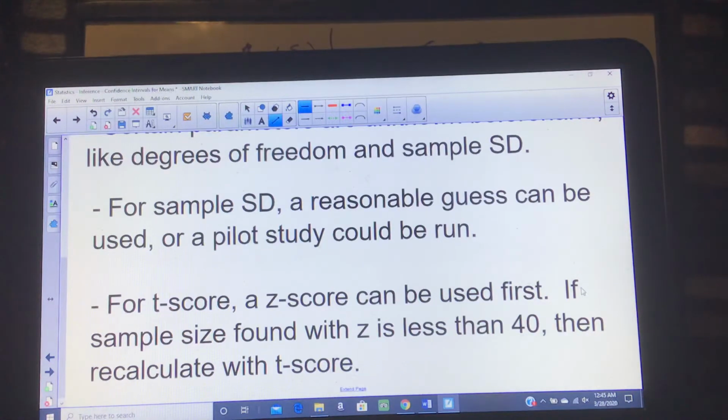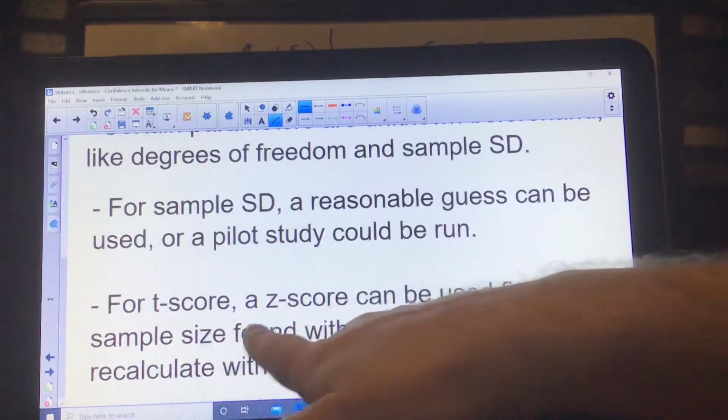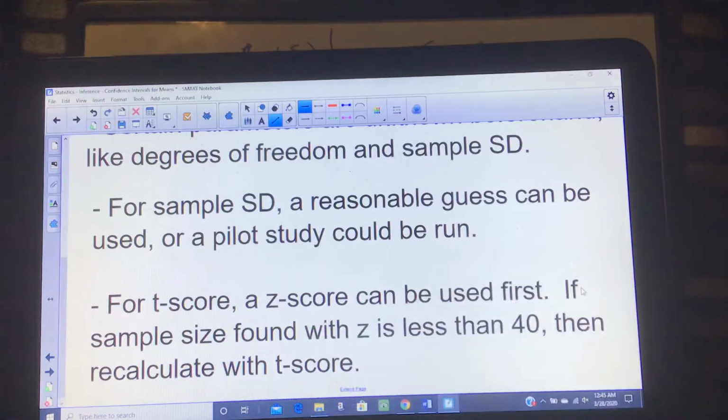Remember that a t-score comes from the t-distribution, and a z-score comes from the normal distribution. If the sample size is large, say you need a lot of people or items in your sample, then the degrees of freedom on the t-curve will be high because you just do n minus 1. So say you needed 100 people, you would have a t-curve of 99 degrees of freedom. And remember that the higher the degrees of freedom, the closer you are to a normal curve.